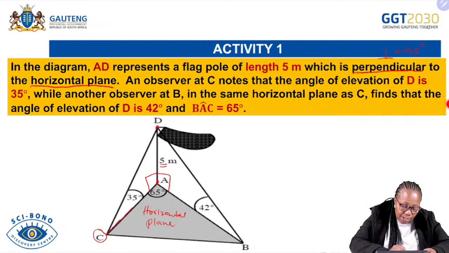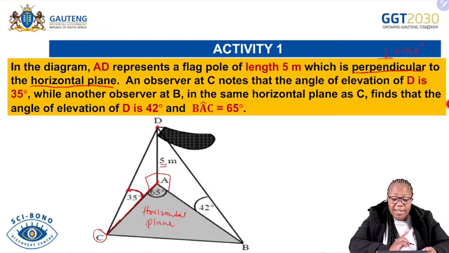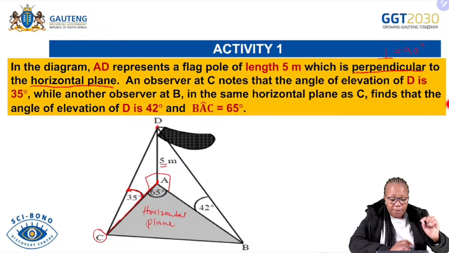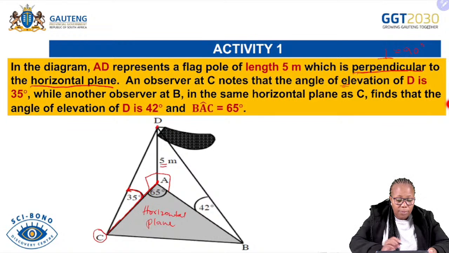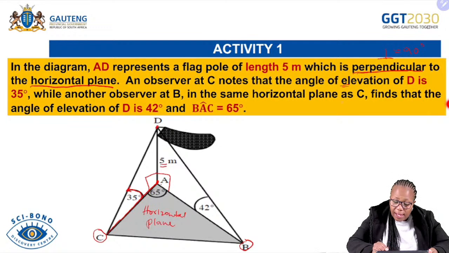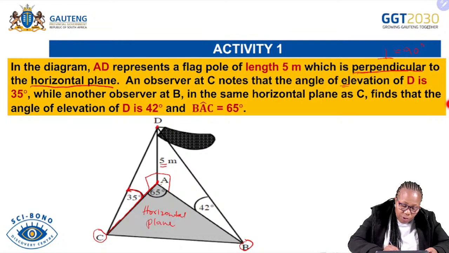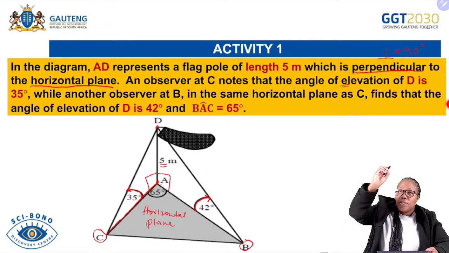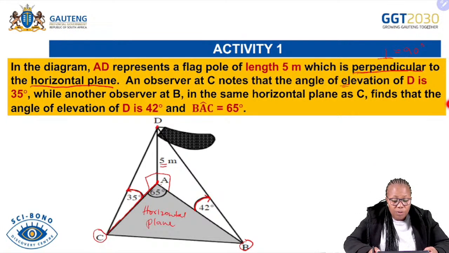Remember, this line is flat. And from there going up, that is why we say it's an angle of elevation. From the horizontal line going up, therefore it's an angle of elevation. And then another observer is at B, in the same horizontal plane, finds that the angle of elevation of D is 42 degrees. From the horizontal plane up, it's elevation. Remember, depression is down. Going down is depression.